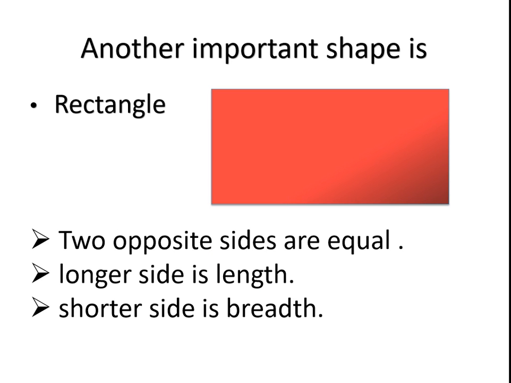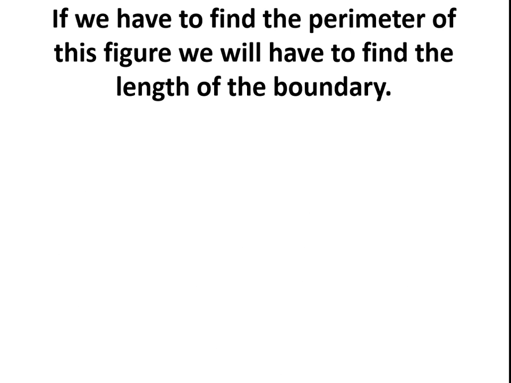Now next is another important shape, that is rectangle. What is special in rectangle? That its two opposite sides are equal. This side is equal to this side. Then this is equal to this. So the longer side is length. Here, for our ease, we have named the longer sides as length and the shorter sides as breadth. If we have to find out the perimeter of this figure, we'll have to find the length of the boundary.